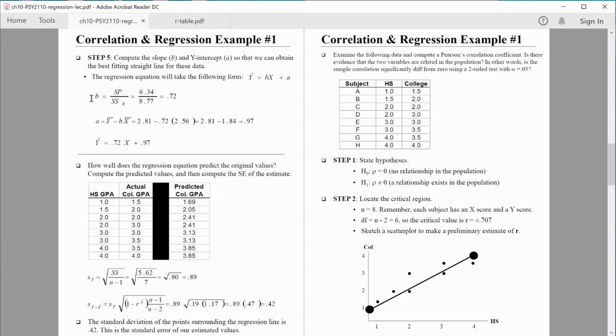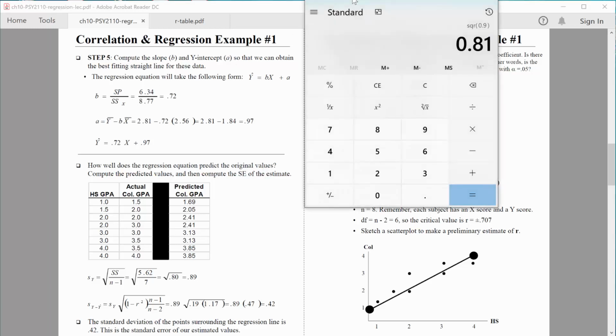I want to begin by computing the slope. So you can look back on the previous page. You'll see the sum of the products was equal to 6.34. The sum of squares x was equal to 8.77. Let's just crunch those numbers real quickly. 6.34 divided by 8.77 does indeed equal 0.72.